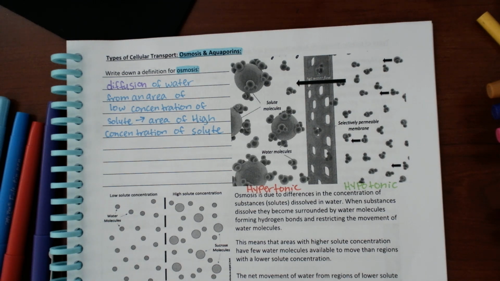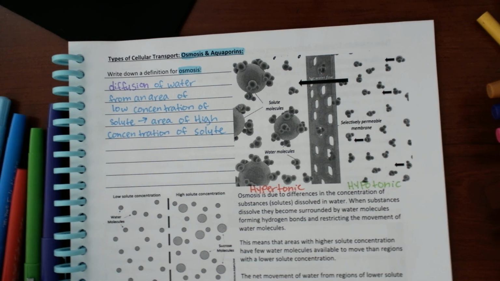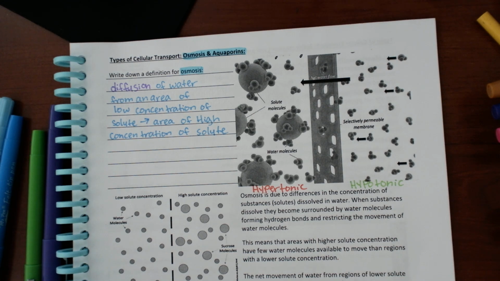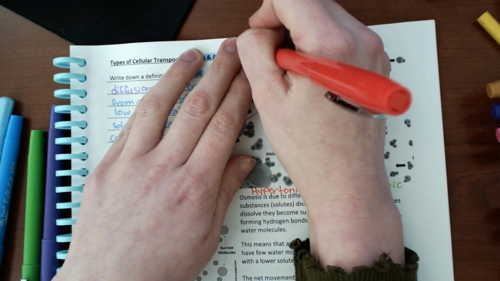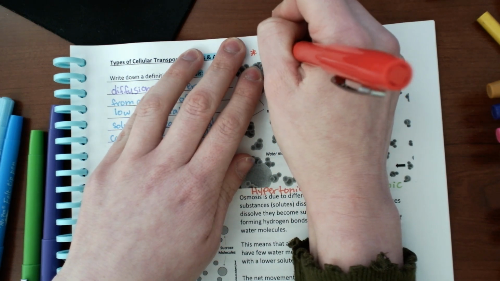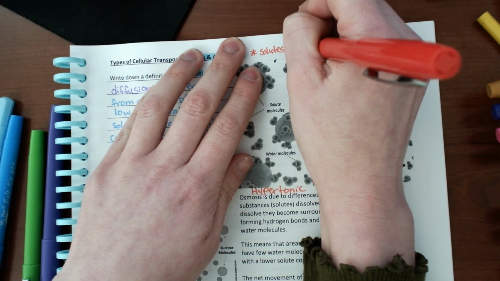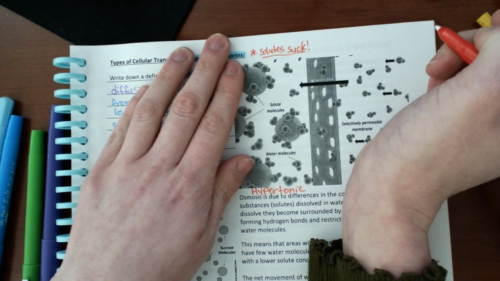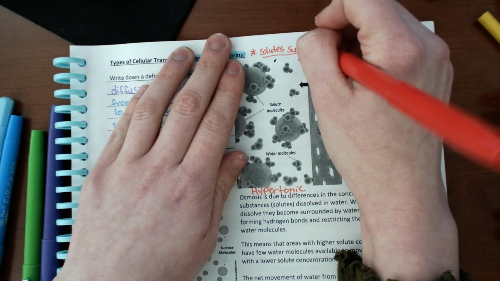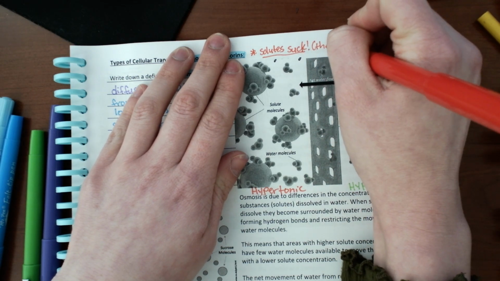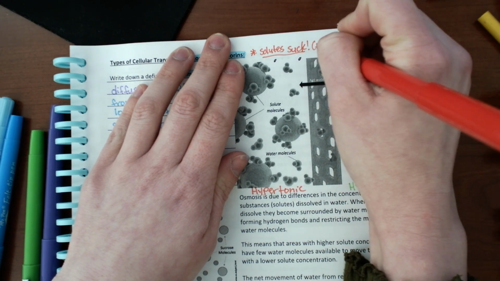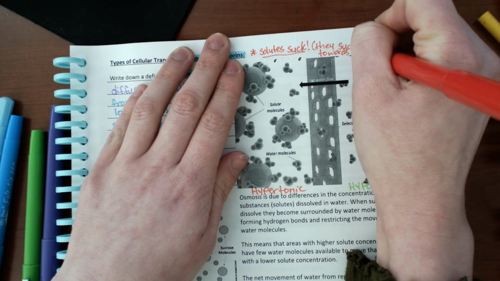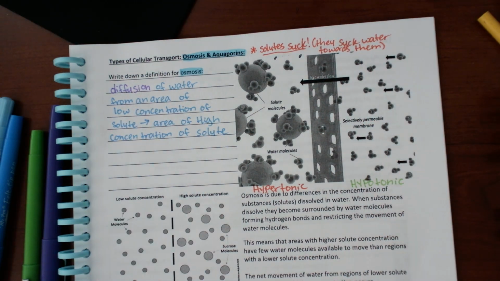And the big rule of thumb to help you remember which way it would go is: solutes suck. Number one, because their questions are always obnoxiously worded, but really it's because they suck water to them. So something with a lot of solutes is going to draw the water towards it.